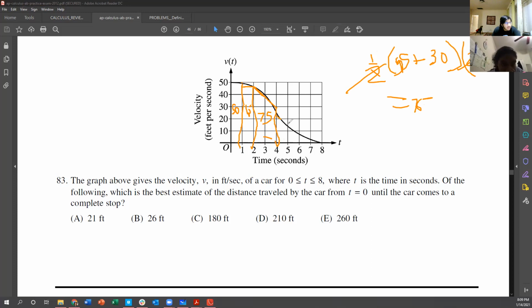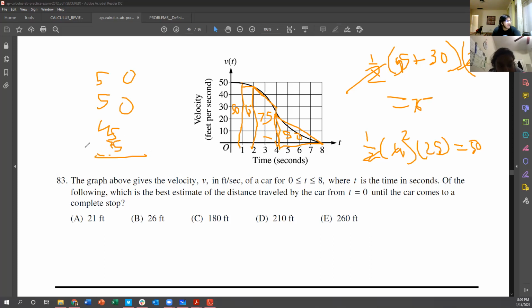And I'm going to approximate this with just a triangle. So this is 1/2 base, so 1, 2, 3, 4, times height, which is 10, 20. So it's about 20, it's about 25, I'd say, right here. This is 2 times 25 is 50. So we have a 50 here. So we have a 50, another 50, a 45, and a 75. Okay, add these together.